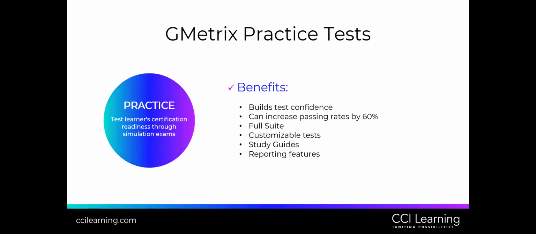For the teachers out there, G-Metrix offers fully customizable tests, allowing you to align them with your current curriculum and use test scores as a final grade, as well as full reporting features. Once your student is scoring a 60 to 70% on their practice tests, they should be ready to go and take an official certification.